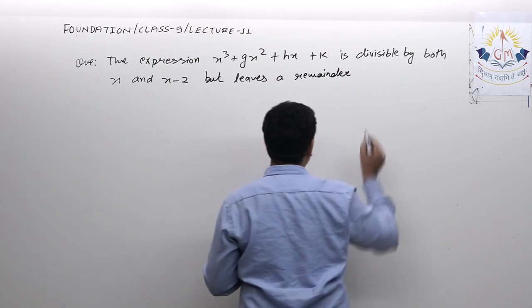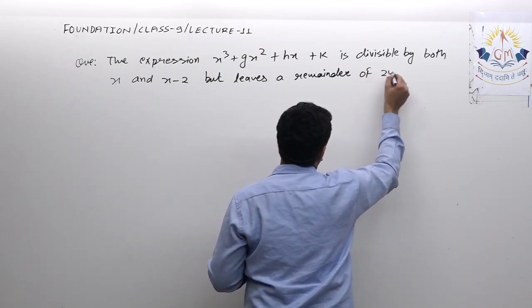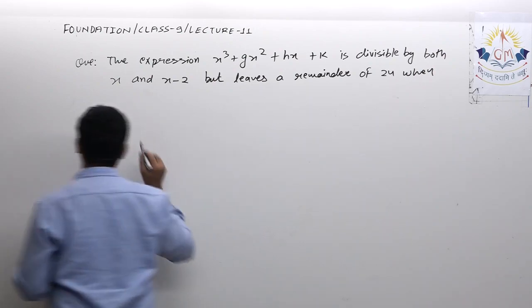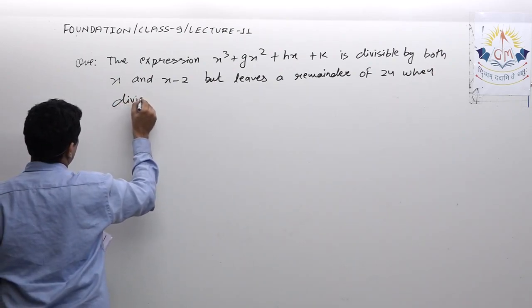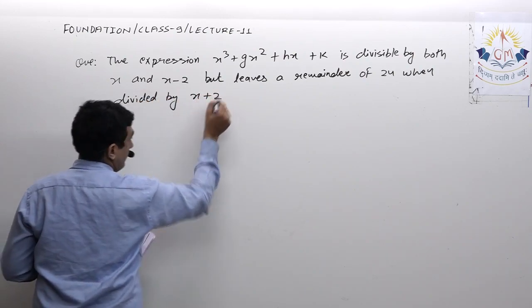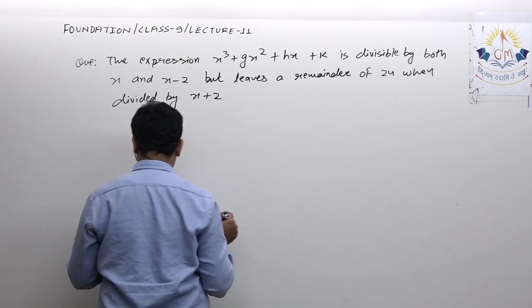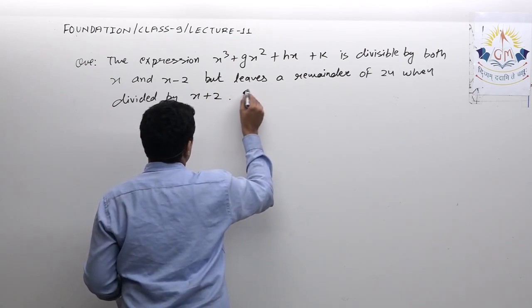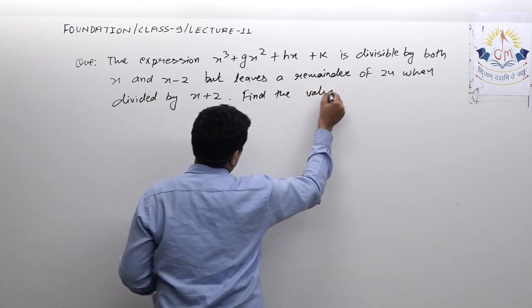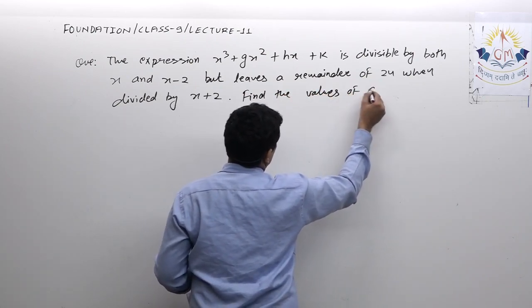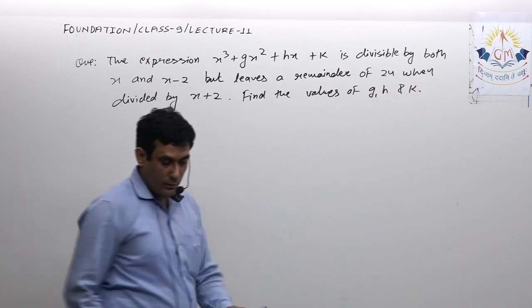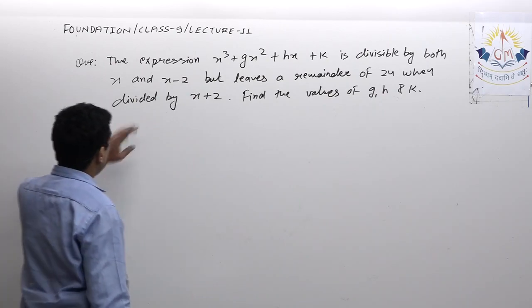of 24 when divided by x plus 2. Find the values of g, h and k. Okay, there are 3 variables as well as 3 pieces of information.